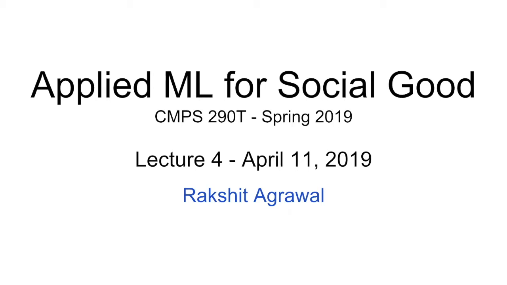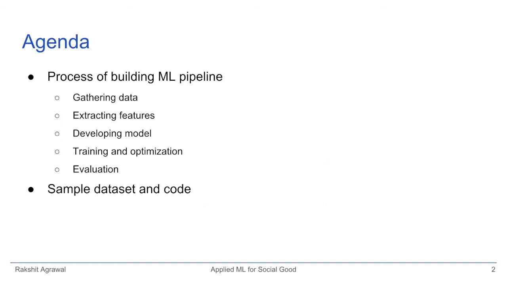Today I'll be continuing more from the process of machine learning that I was discussing on Tuesday. I'll be going over the same ML pipeline today, but we already covered gathering data and extracting features in the last lecture. So if you have any questions around that, we can discuss, but then we'll move on to the next 3: developing the model, training and optimization, and evaluation. And then we'll go over a real data set and see how this can be performed using Python.